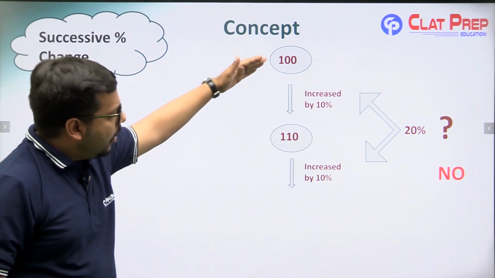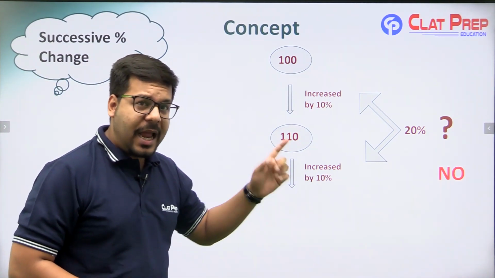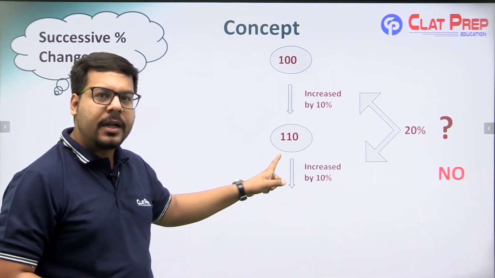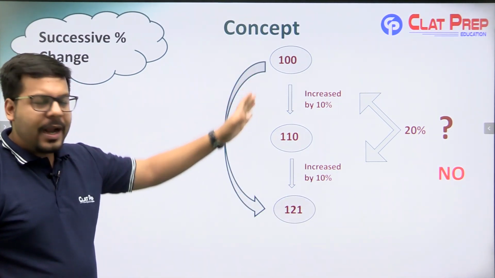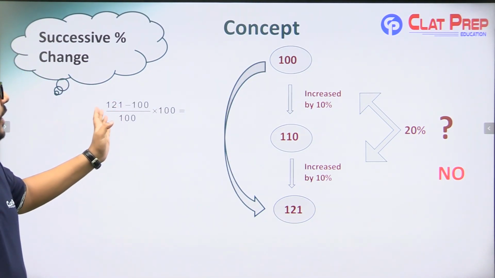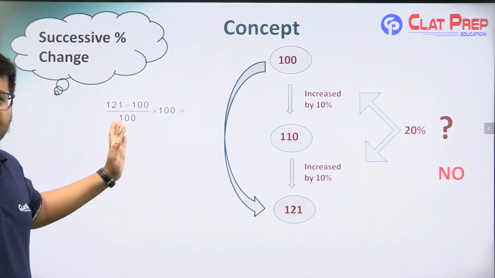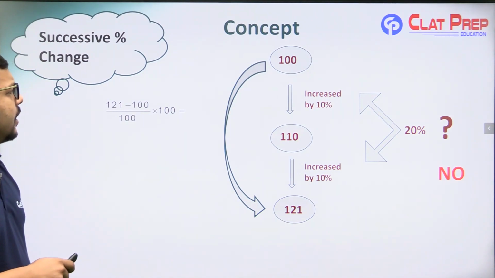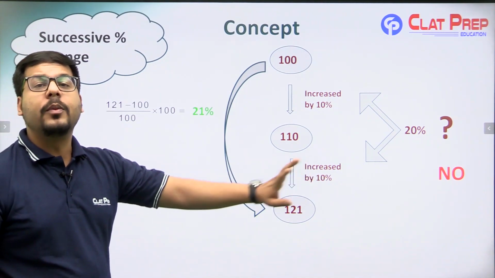Because when I increased 100 by 10%, the result was 110, and when I did the second change, I again increased by 10%. I did not increase 100 by 10%, I actually increased 110 by 10%, so the result will be 121. Now here, if we look at the overall change done in the original number, that was 100, the change was (121 minus 100) by 100. This is a simple concept of percentage change, right? Final minus initial upon initial into 100, or you can say change done upon base into 100, and the result we get here is 21%, which we can see is not equal to 20%.